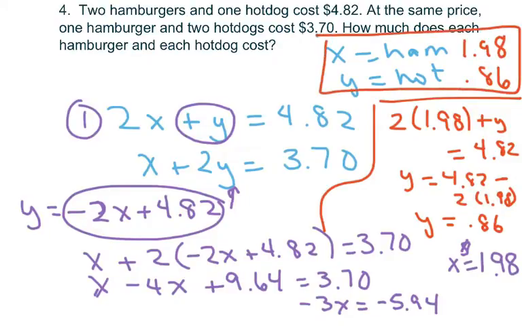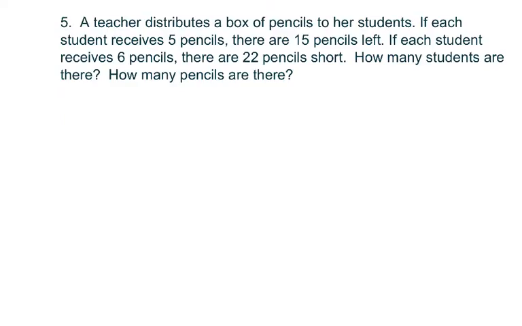All right. The last one I have is a teacher distributing a box of pencils to her students. If each student receives 5 pencils, there are 15 pencils left. So this is going to be our first equation. If a student receives 6 pencils, there's 22 pencils short. So this is going to be our second one.